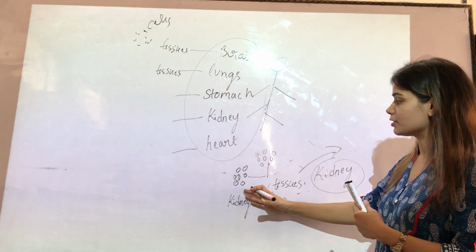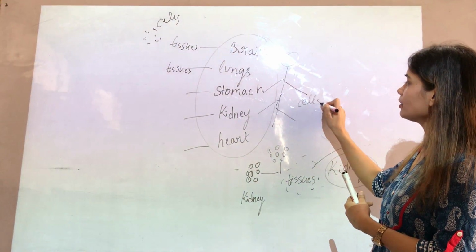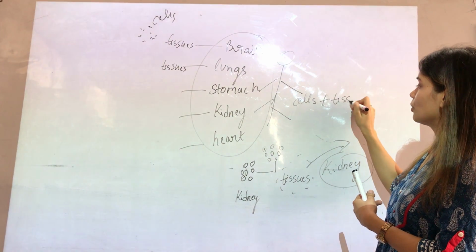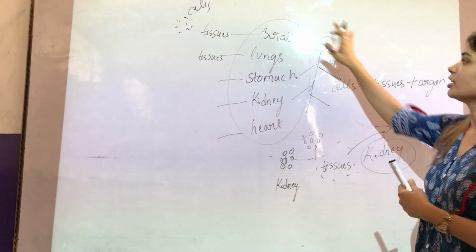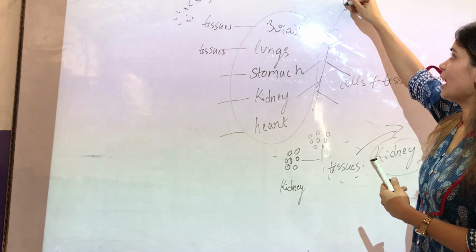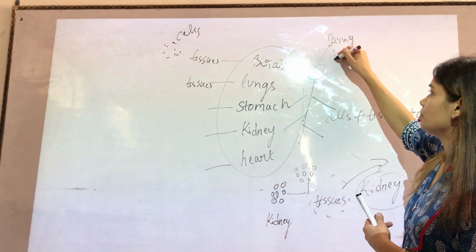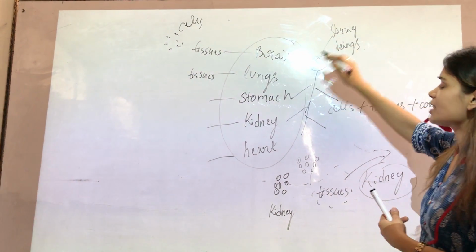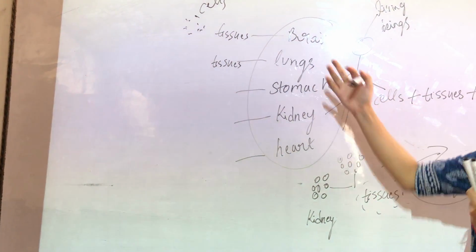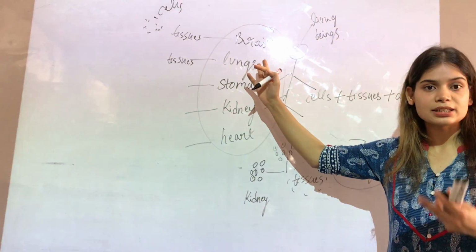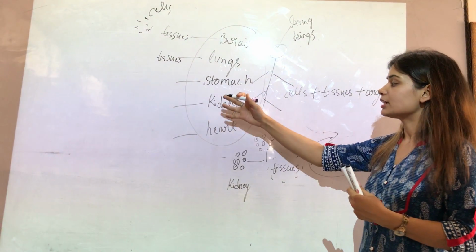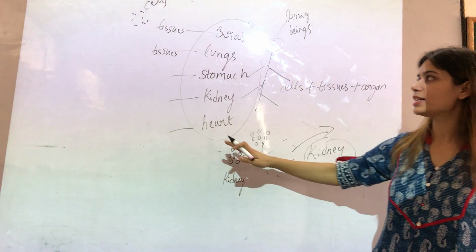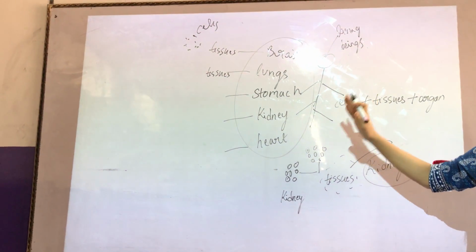So that is the use of cells. Cells combine to make tissues, tissues combine to make organs, and organs combine to make any living being. The cells which are present in our brain are different from the cells which are present in our lungs. They are different from the cells present in the stomach, kidney, heart. So all these cells are different from each other.